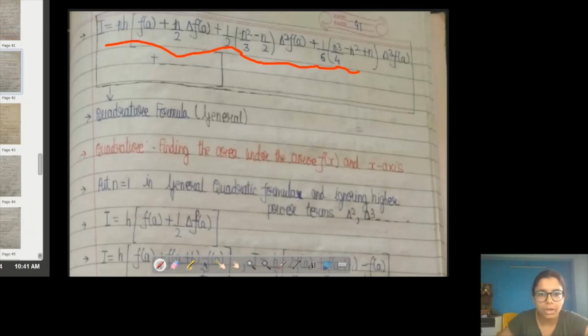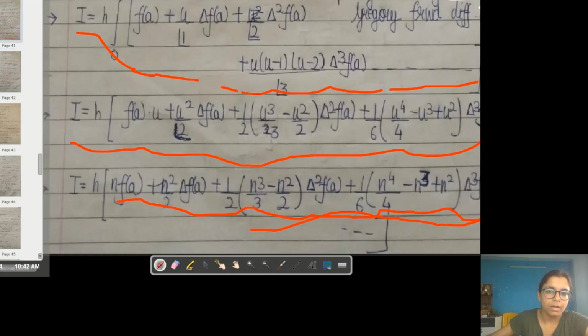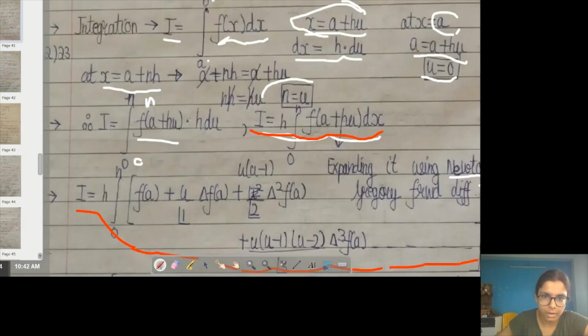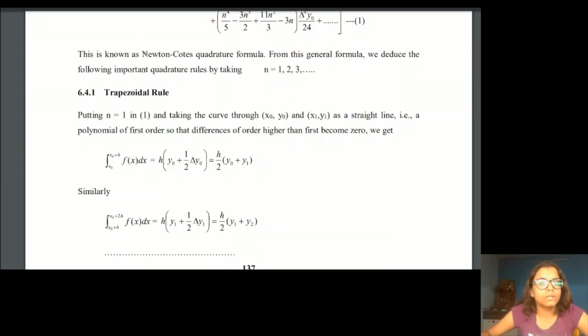Now, I already told you what quadrature was. Quadrature is when we use integration on a function, it becomes quadrature. And so this is the generalized form of quadrature. With this we could say that we already did the numerical integration. This was the proof for the quadrature formula, which we have derived, and it is also known as the Newton-Cotes quadrature formula.